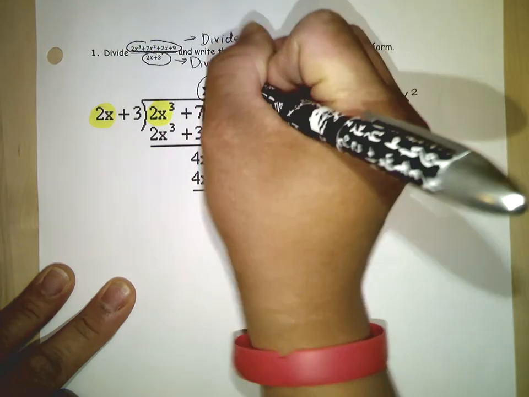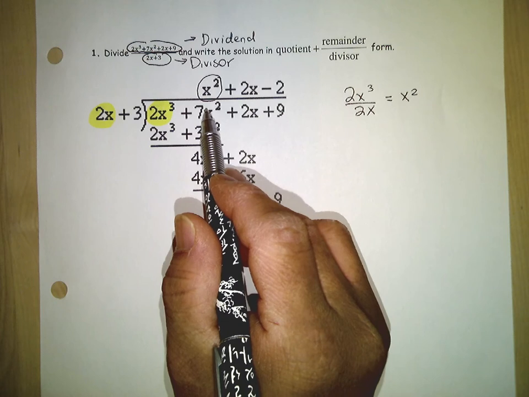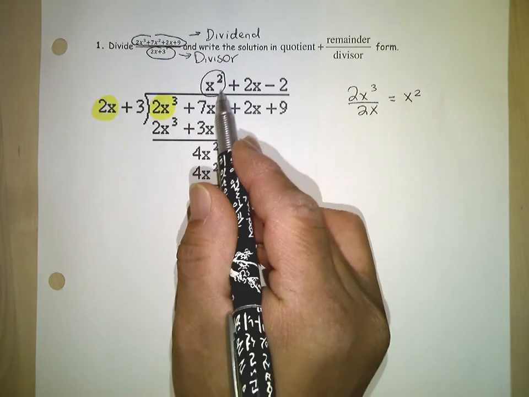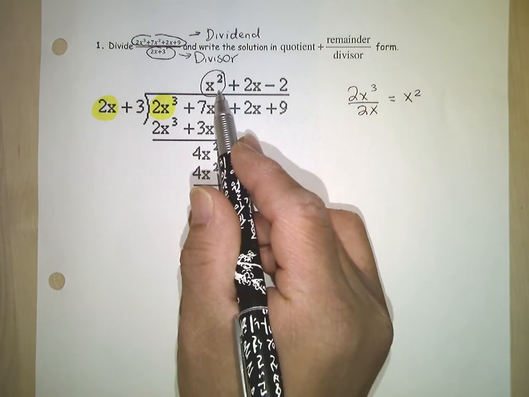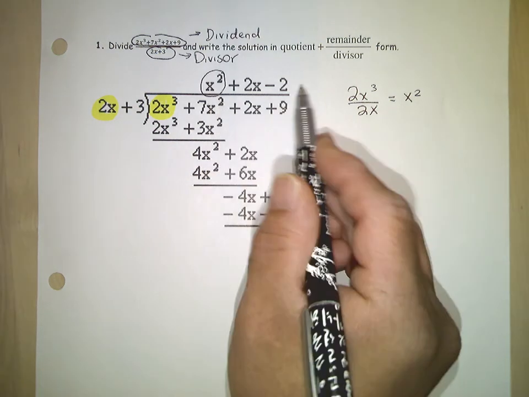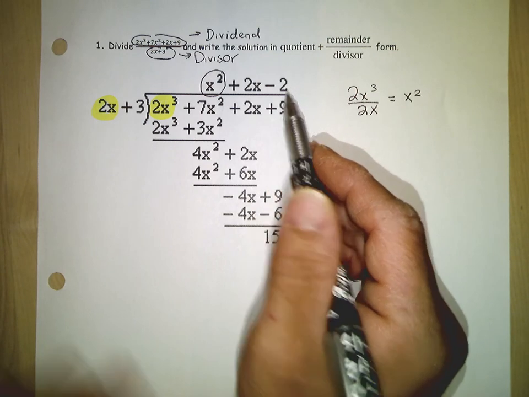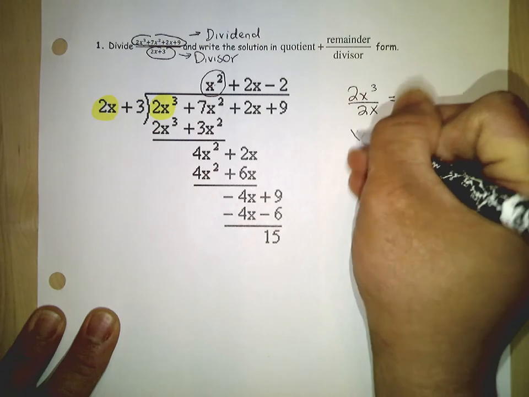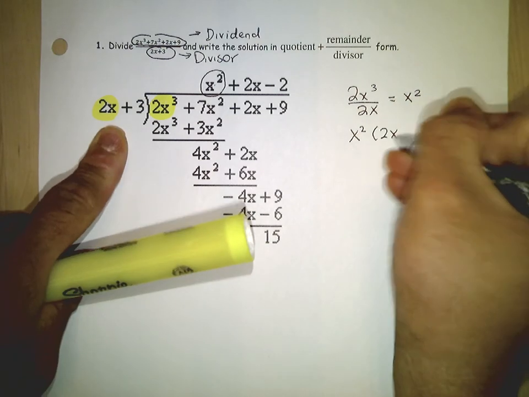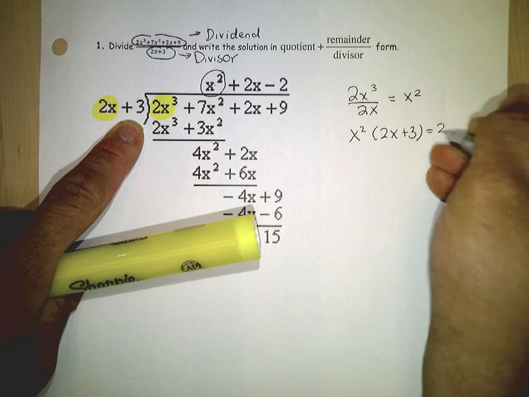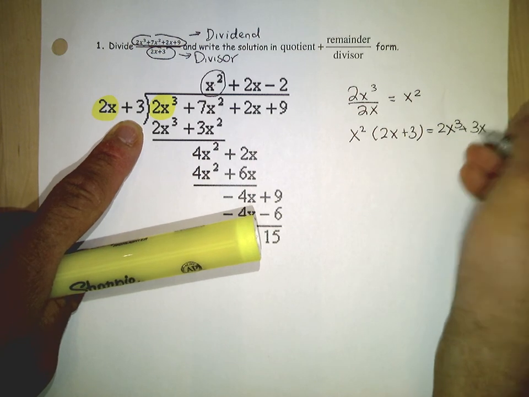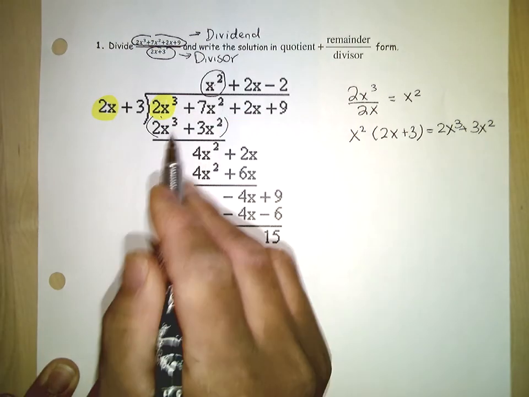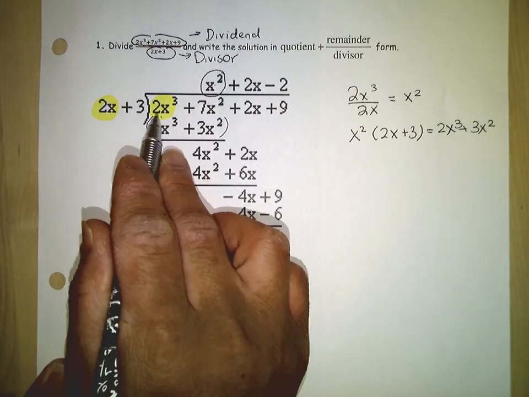So we write the x to the second above the dividend, but I'm going to make sure that I line up the x squared with the x squared, just so that this looks nice, and then when I reach the end I know that I'm done. Then I'm going to multiply this quotient times the divisor over here. So x squared times 2x plus 3 is equal to 2x to the third plus 3x squared. And that's where I get this from right here. Then I'm going to subtract.